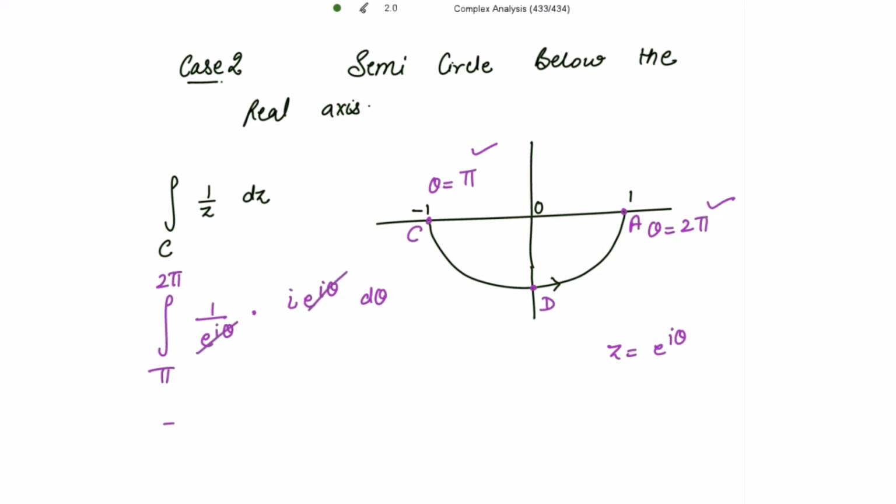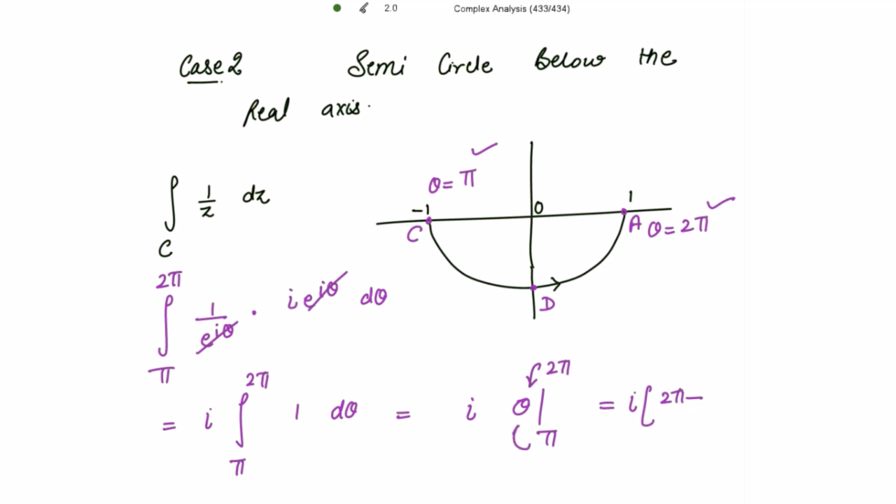Cancelling this, taking i outside of this integral, the integrand is 1. Integration will be θ, and the limits from π to 2π. So this is i, putting the upper limit, we get 2π, minus lower limit, we get π. So this is equal to πi. So when the arc is below the real axis, the answer is πi. So this is how we evaluate this kind of integrals.